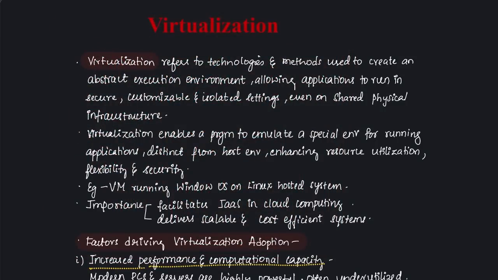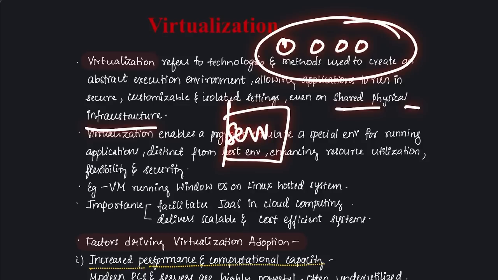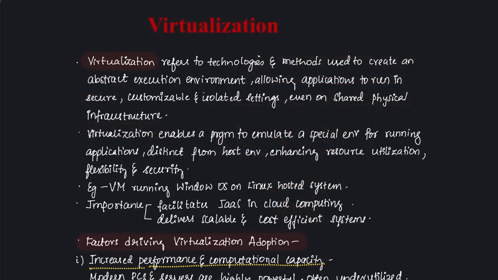So virtualization refers to the technologies or methods which are used to create an abstract environment which will allow multiple devices to run on the same shared physical infrastructure. So we are sharing the same server here, but multiple operations, multiple users are using it. That's what we can call virtualization. Virtualization enables a program to emulate a special environment for running applications which are distinct from the host environment, thereby enhancing resource utilization, flexibility, and security.